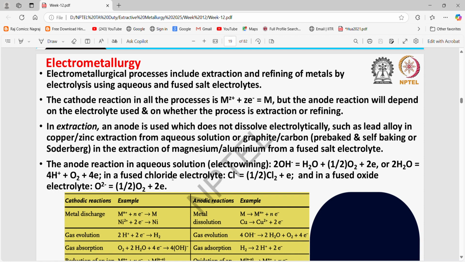So it will be an oxidation process. Hydroxide is getting converted into water and evolving oxygen at the same time, leaving behind electrons in the solution. While if we are getting a reduction reaction at the anode, H2O is going to get converted into 4H+ plus O2 plus 4 electrons, in a fused chloride electrolyte or a fused oxide electrolyte.